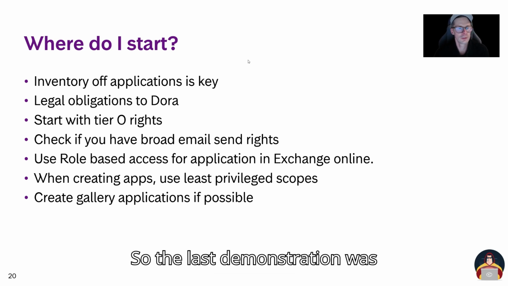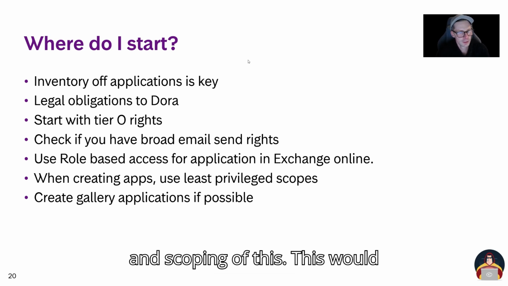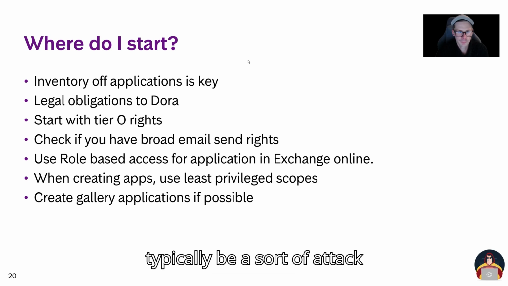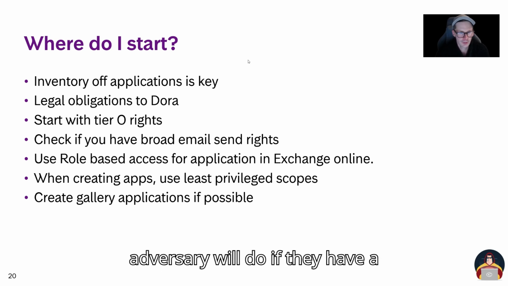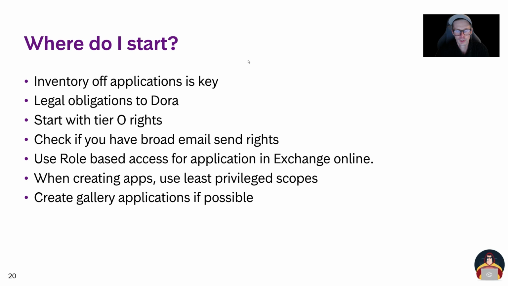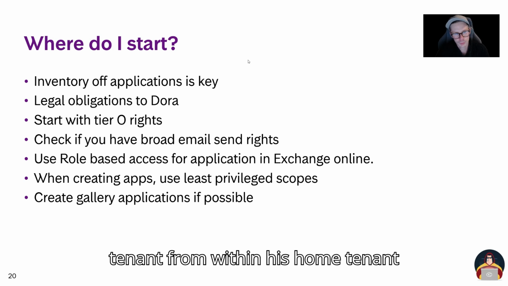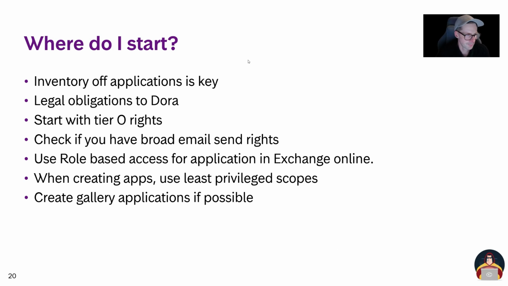So the last demonstration was about third-party applications and scoping of these. This would typically be a sort of attack an adversary will do if they have a so-called illicit consent app. They will try to lure you to install a high privilege application, so the attacker can gain access to your tenant from within his home tenant without you knowing it.